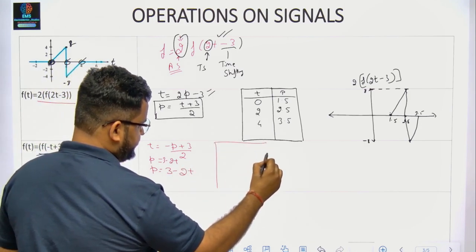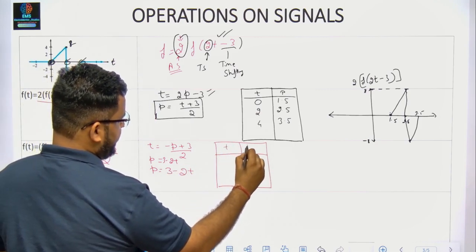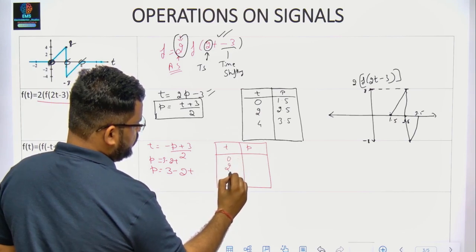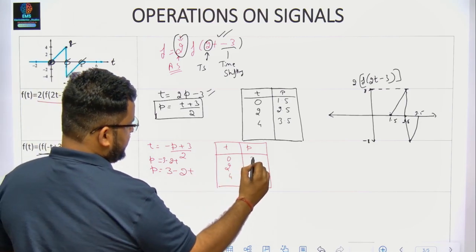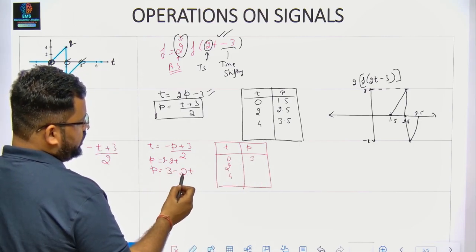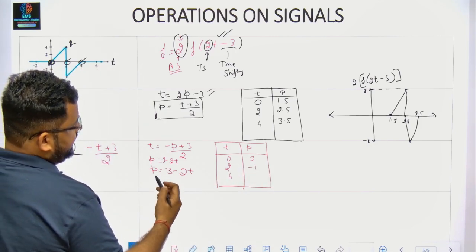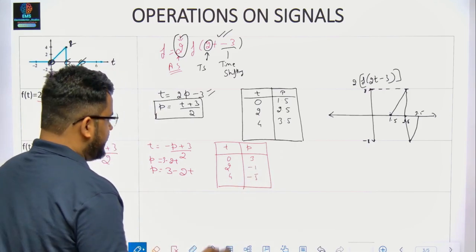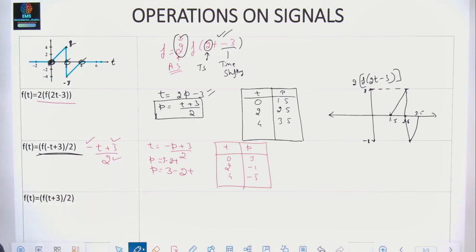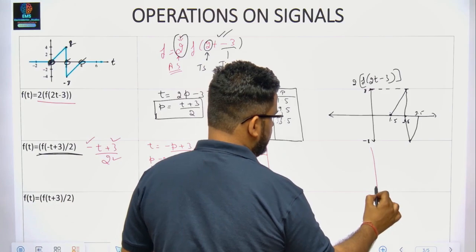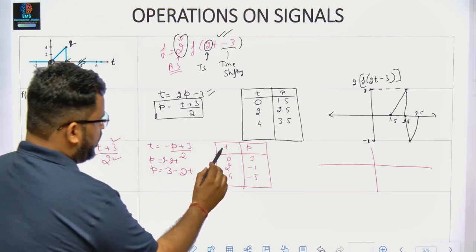Again, simply just plot a table. Put t, get the value of p. So t is 0, 2 and 4. Whatever is at 0 will be coming at 3. Whatever is at 2, 2 into 2, 4. 4 minus 3 is minus 1. 4, 4 into 2, 8. 8 minus 3 is minus 5. Now see, there was an operation of reversal, an operation of scaling, and an operation of shifting. All three done in one go. So whatever was at 0 is plotted at 3.